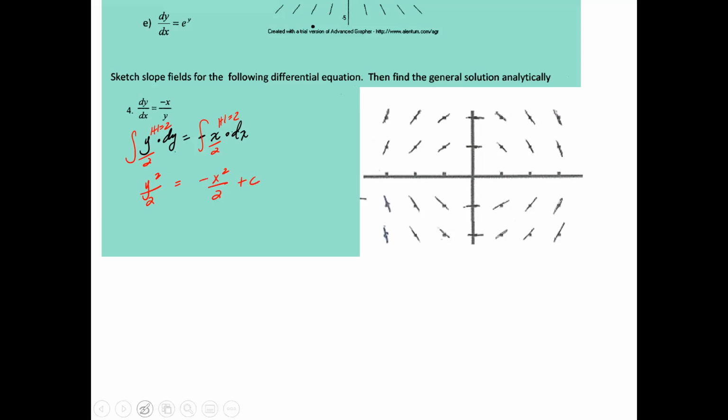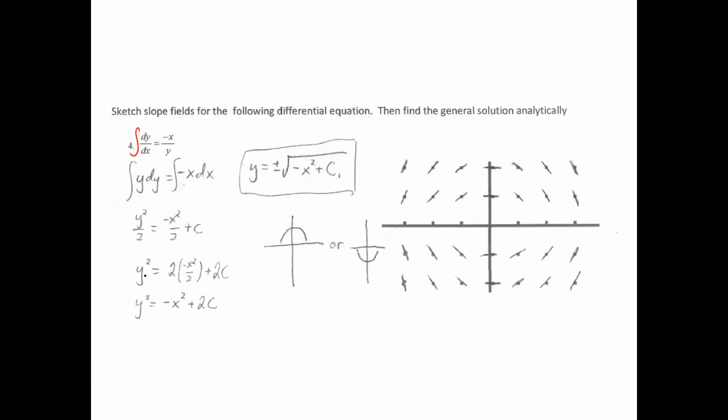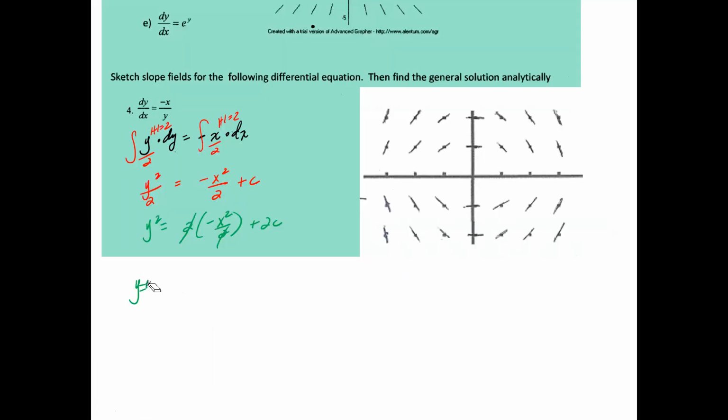Now, if you want to get rid of the 2 in the denominator, let's multiply that 2 on both sides. So y squared equals negative x squared over 2 plus 2c. The 2 will cancel, and then to get rid of the square, I will square root it. So y is equal to plus or minus the square root of negative x squared plus c.